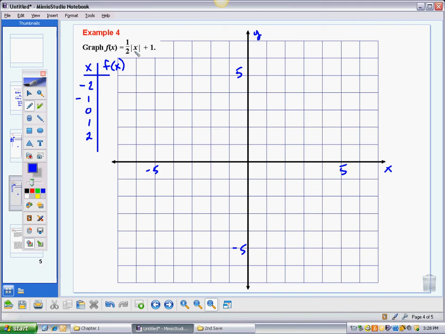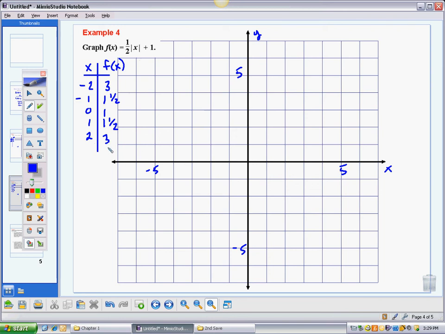So I put in -2, absolute value of -2 is 2, times 1/2 is 1, plus 1 is 3. Put in -1, absolute value of -1 is 1, times 1/2 is 1/2, plus 1 is 1.5. 0, that's going to give me an output of 1. Put in 1, I get an output of 1.5. Put in 2, I get an output again of 3.